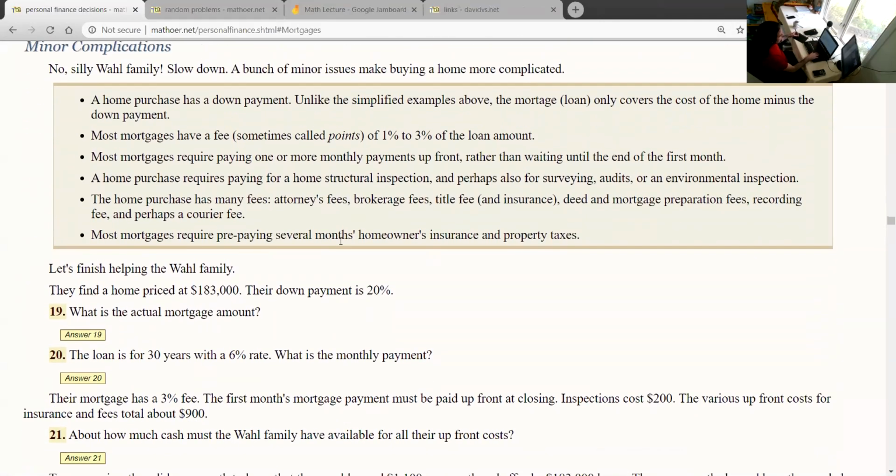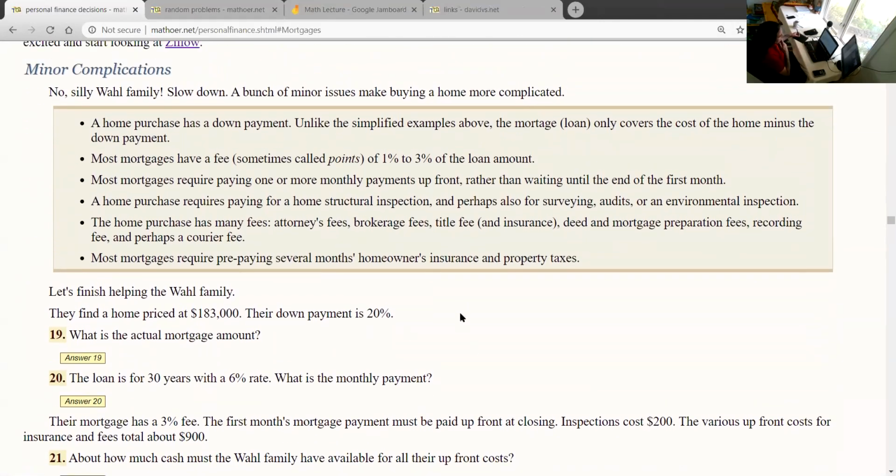Unfortunately, real life is complicated, and we are in some ways in Math 25 just estimating things and ignoring complications. But for mortgages, we'll pay attention to a bunch of them. Your home purchase has a down payment. Mortgages have a fee, sometimes called points. Some mortgages require that you pay some monthly payments up front. Sometimes there's inspections and attorney's fees and brokerage fees and title fees and all these other things.